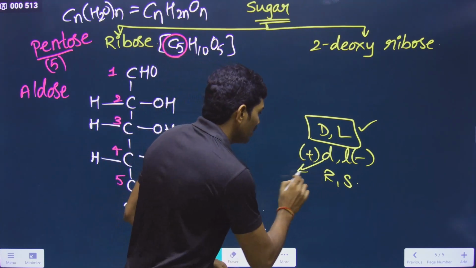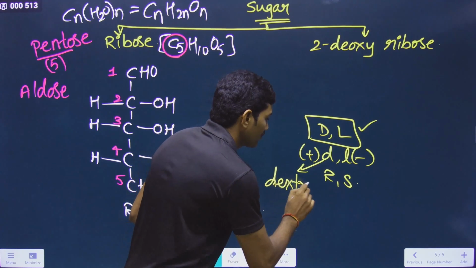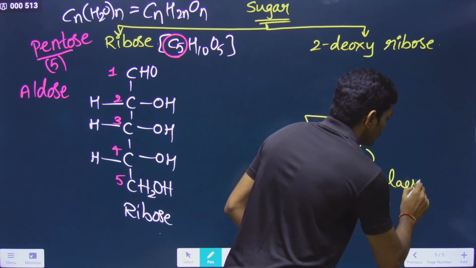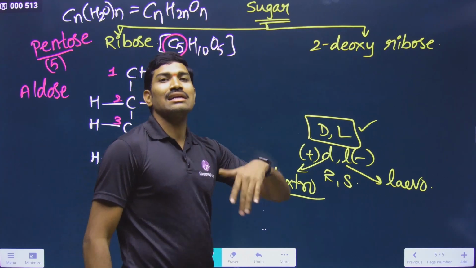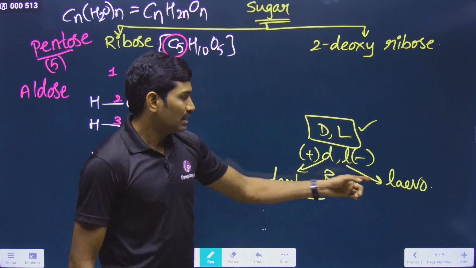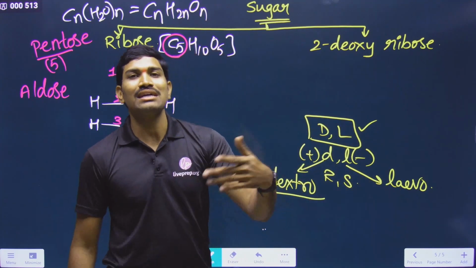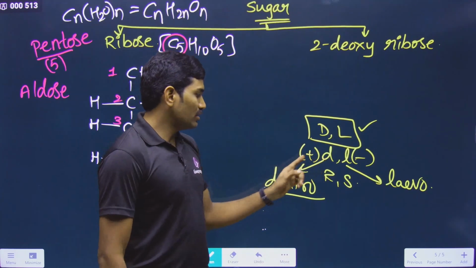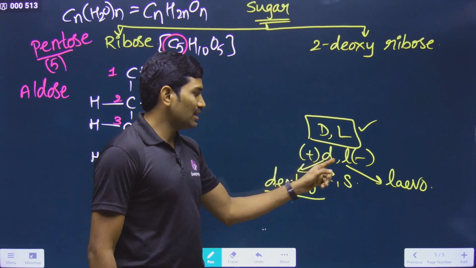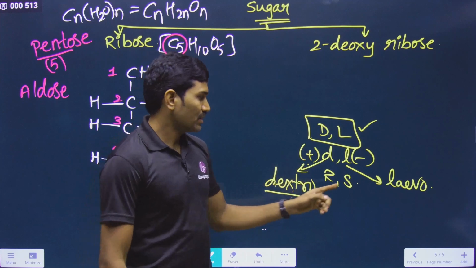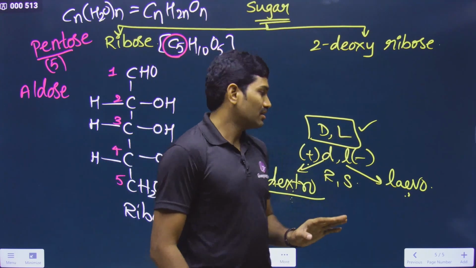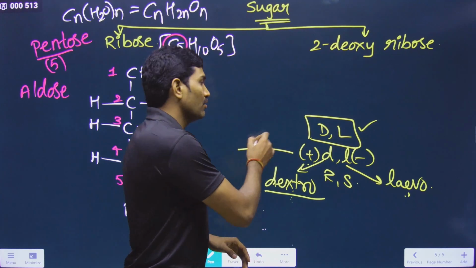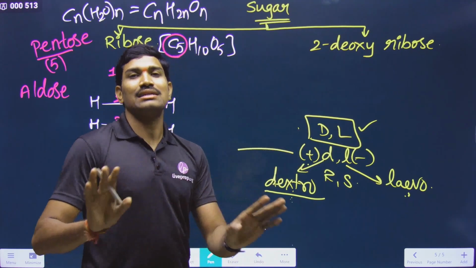Small d means dextrorotatory, and this one is levorotatory. Understood or not? Dextrorotatory means turning the light towards the right side, and levorotatory means turning it towards the left side. Turning towards the right side, dextro, small d, is indicated as plus. Turning towards the left side, levorotatory, is indicated as minus. This is completely different, whereas capital D, capital L is completely different.